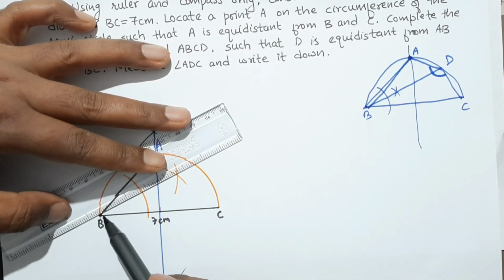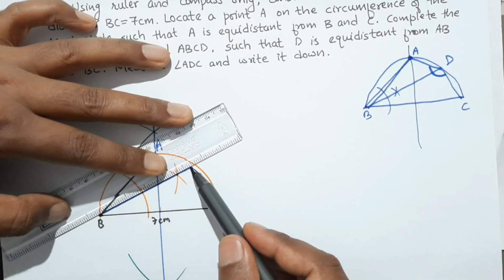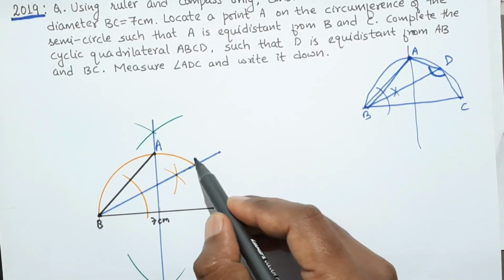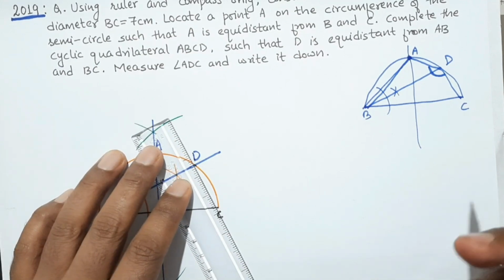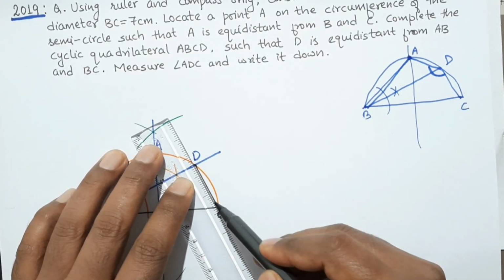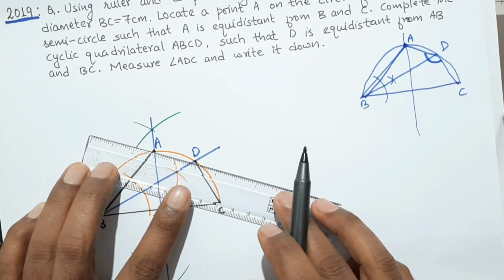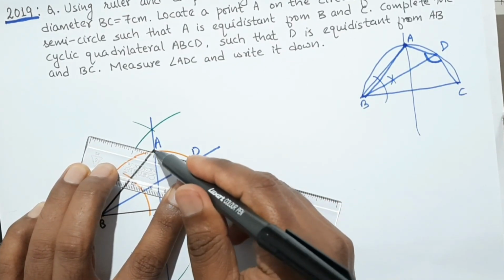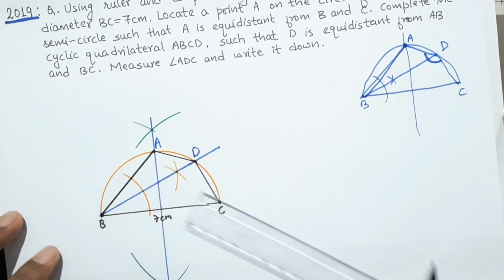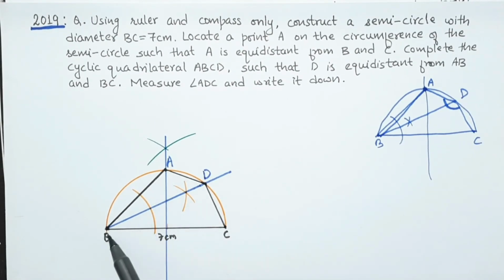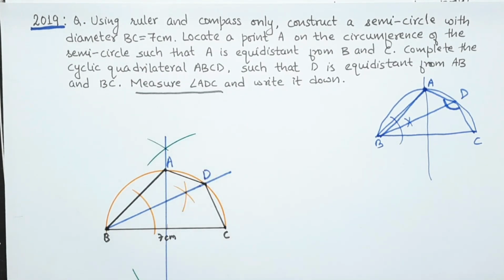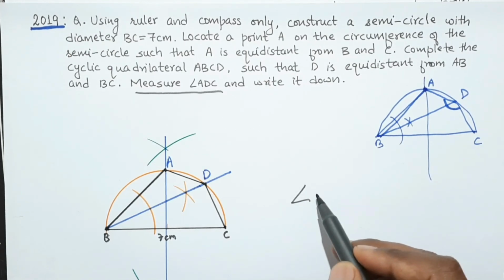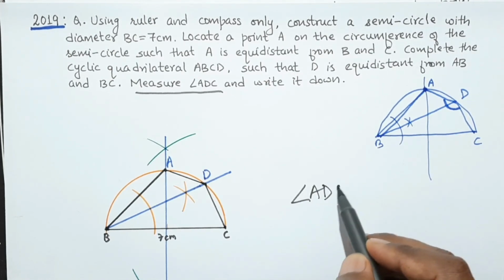Now this angular bisector meets the circle at D. So this is our point D. Now join AD and AC, and that is our cyclic quadrilateral ABCD. Let us join this point and this point. Now we have our cyclic quadrilateral ABCD. The last part of the question is to measure angle ADC and write it down. This is angle ADC.